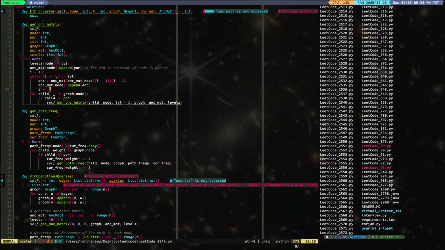So we handle this. We get its child. We don't want the weight. If it's not this, we'll go for the child, parent, the next level, the graph, ancestor matrix, and levels. Good. This is good. And I have not done it yet, but I think this one's also done.